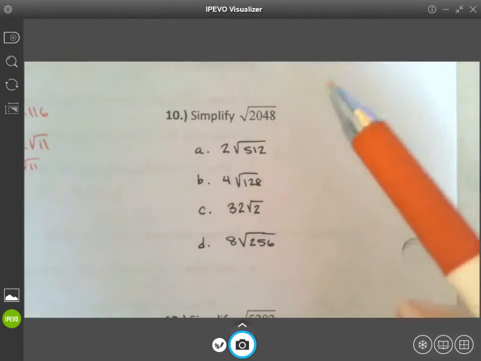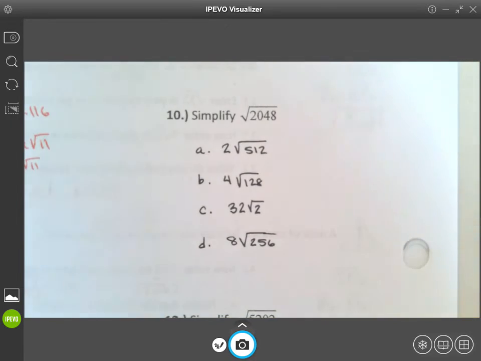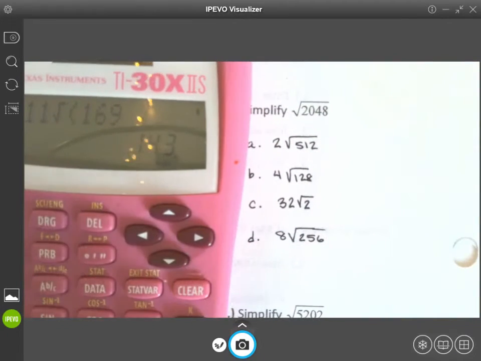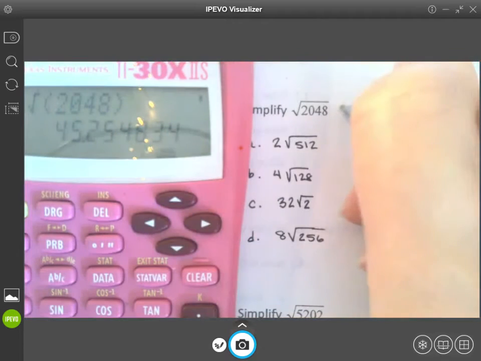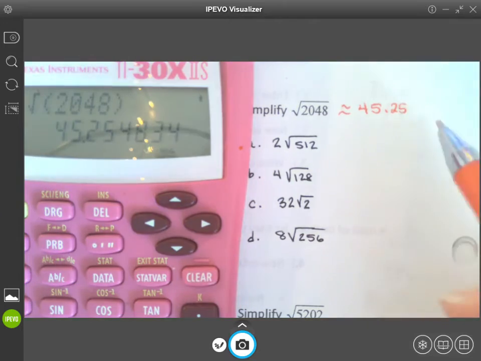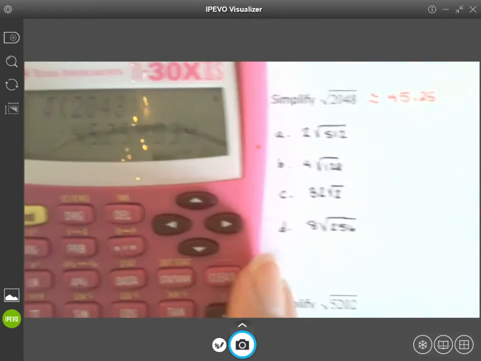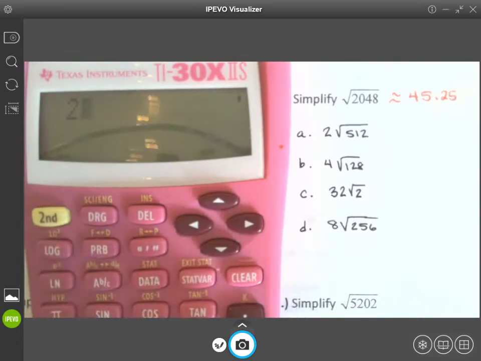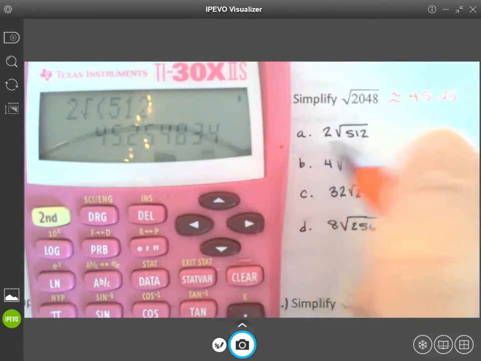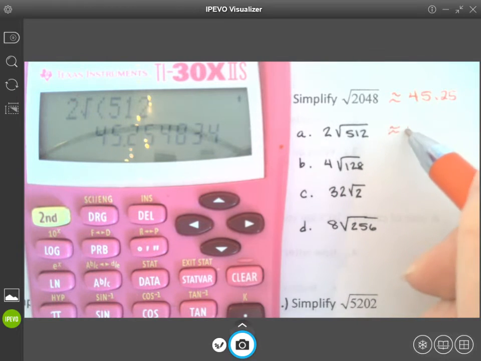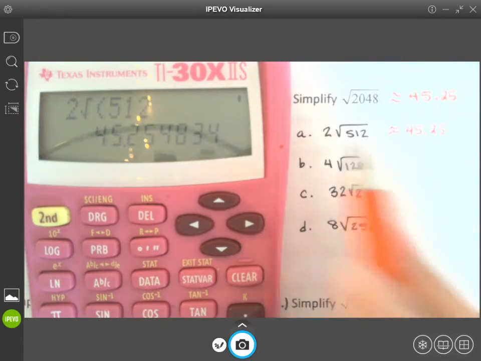I made you multiple choice because it was such a big number. So use that multiple choice to your advantage. Let's do the square root of 2048. I think it's good to write that down. It's approximately 45.25. Now that's my approximation. So you're literally going to go through and type in 2 square root 512. Oh, look at that. I think it's the first one. However, I don't know if it is because did I get the biggest perfect square?